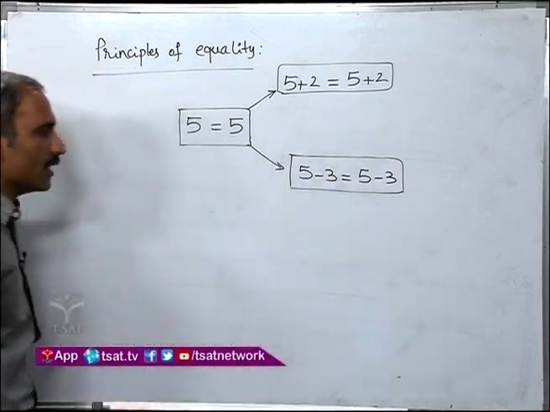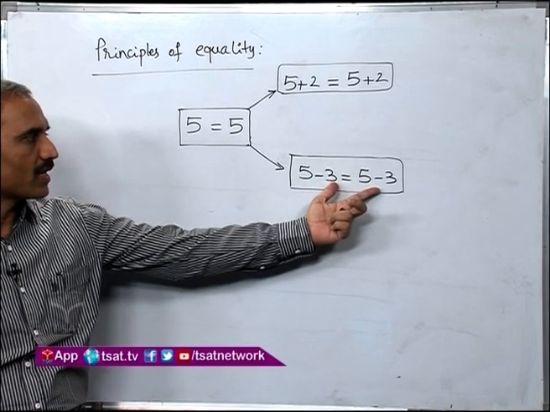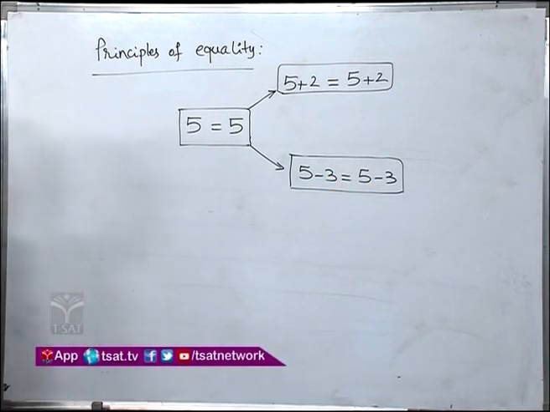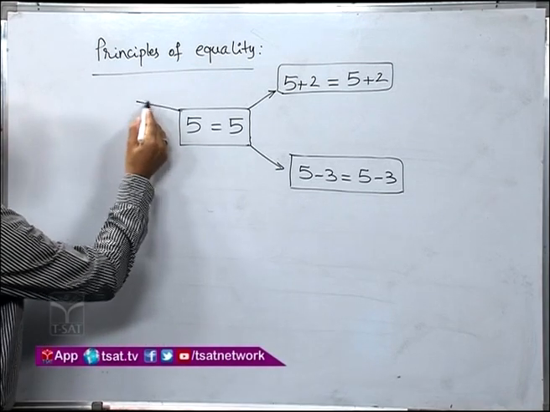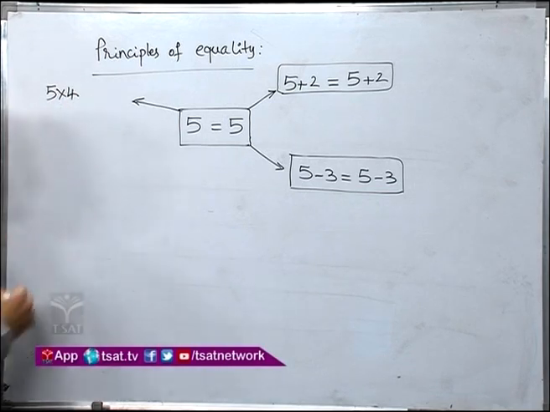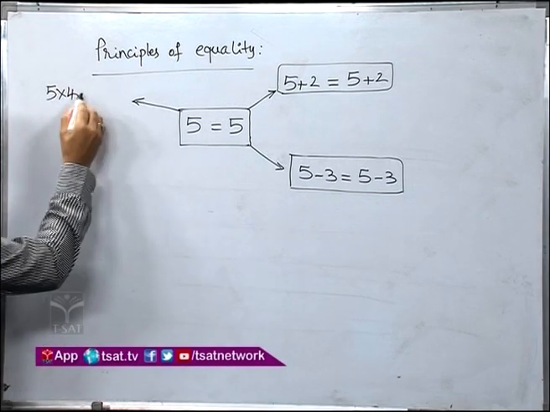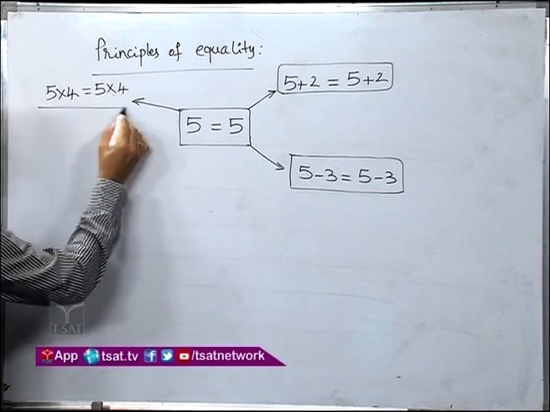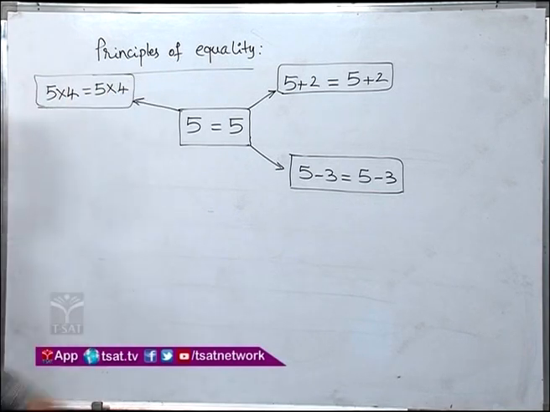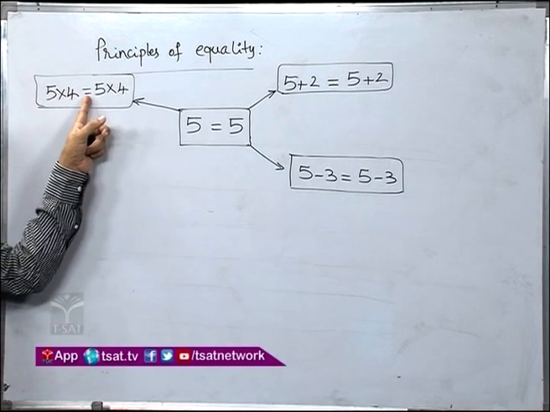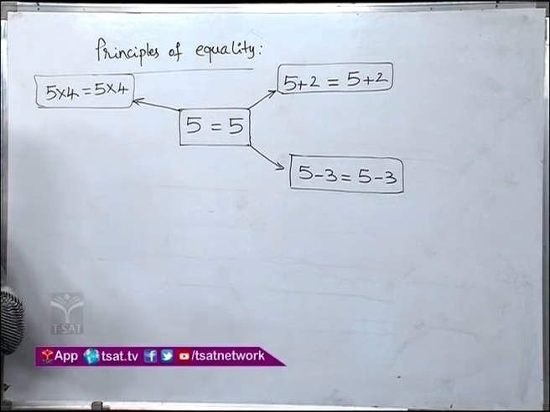That means if you subtract the same quantity on both sides, then the equality does not change. Now, let us come to another one. Here I am multiplying with 4 on LHS. Is it same as 5? No. Again you have to multiply with 4 the same number. That means if you multiply with the same number on both sides, then also the equality will remain same.